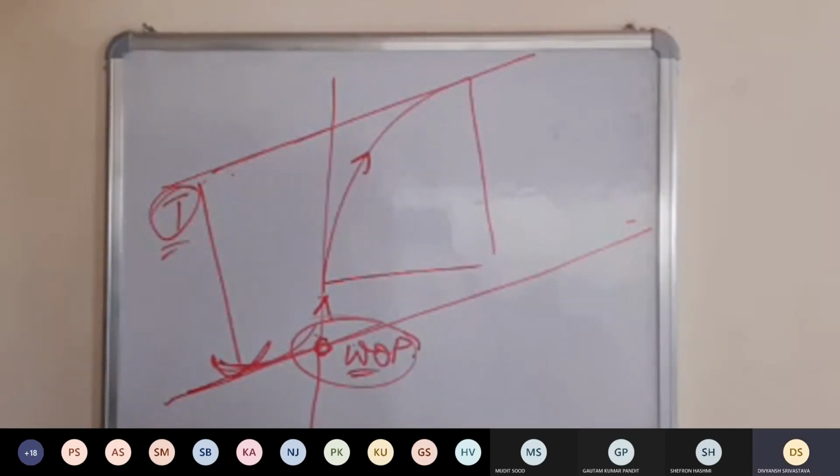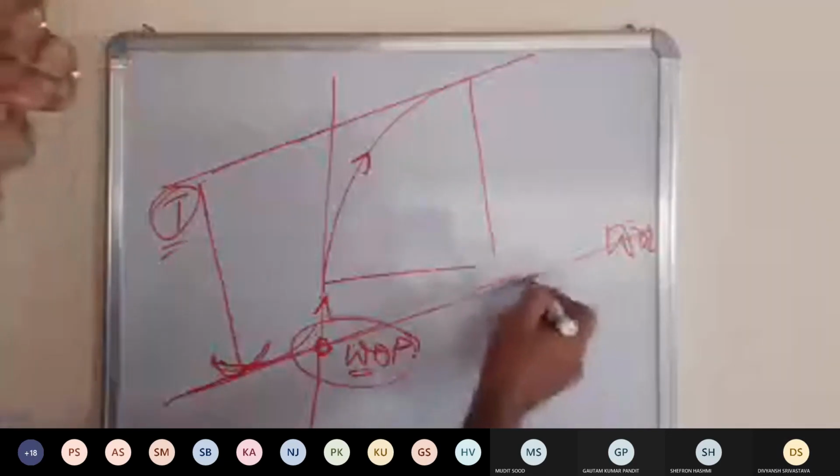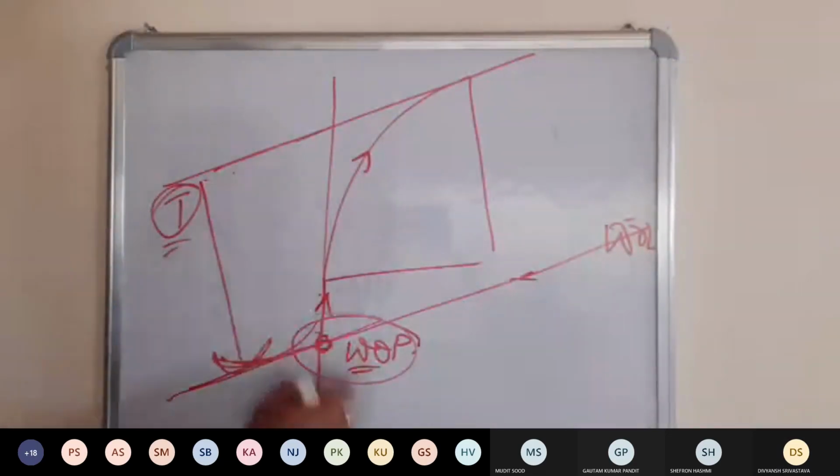That is the wheel over line. This one is the wheel over line. The line is the wheel over line. The point at which it is cutting the initial course is the wheel over point.